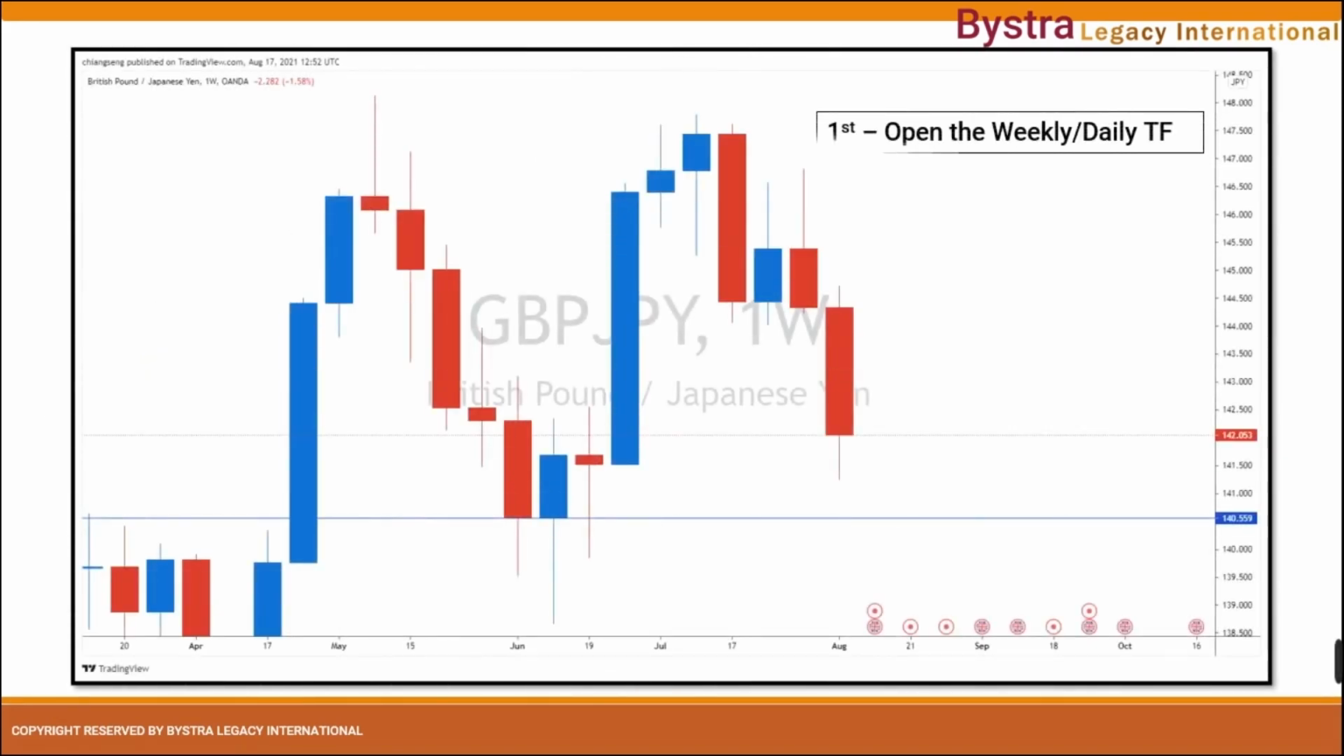Okay, I have GBP JPY on the weekly time frame. So this will be our example. As you can see here, this is a strong V, which is the support. So first we open up the weekly or the daily time frame, in this case, the weekly for the GBP JPY pair.